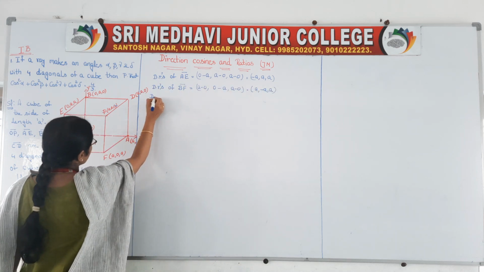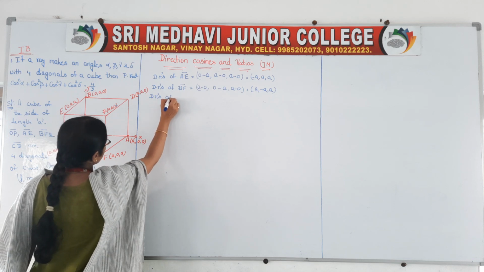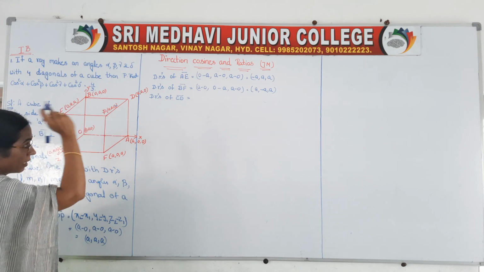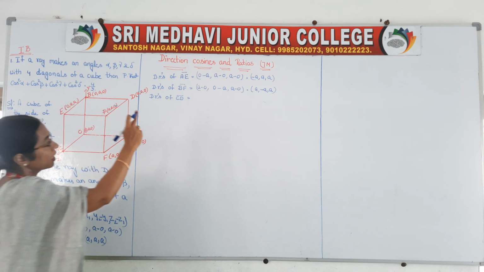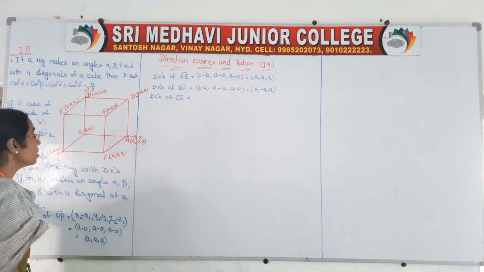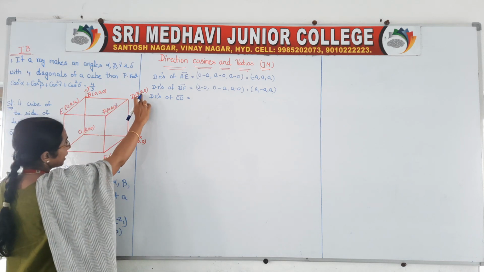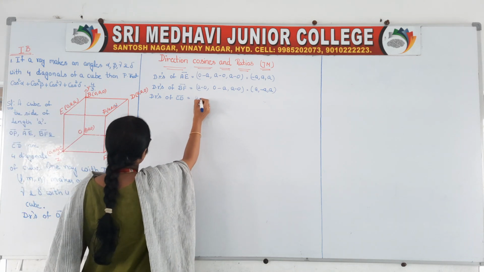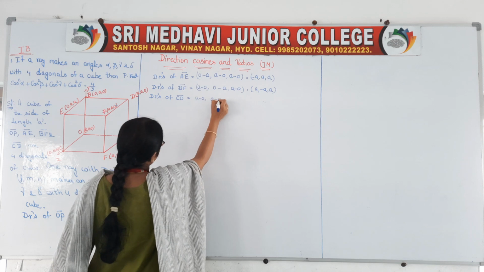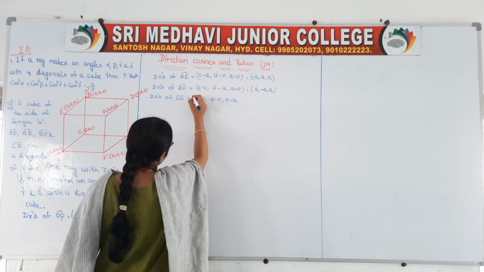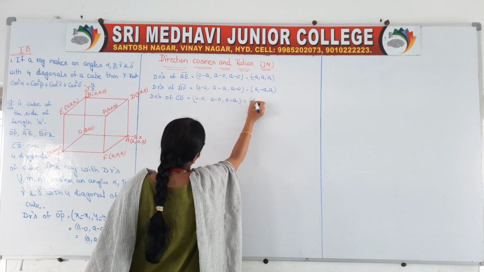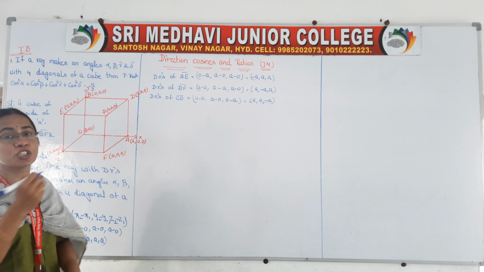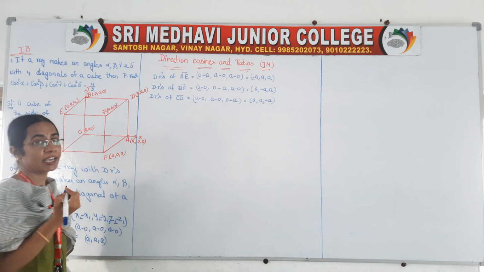Similarly, you find out the direction ratios of CD bar. Same thing. So you consider C points as x1, y1, z1 and D points as x2, y2, z2. See the D point, A, A, 0 and C point 0, 0, A. So it is A minus 0, A minus 0, 0 minus A. So is equal to A, A, minus A. We got all the direction ratios of all the four diagonals.